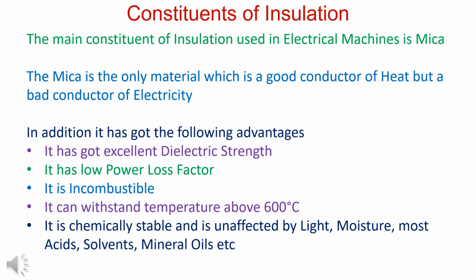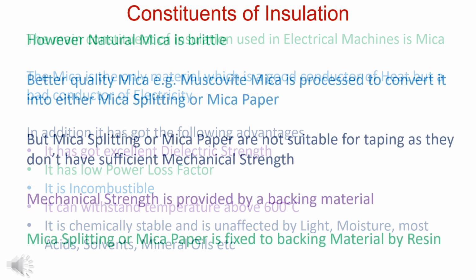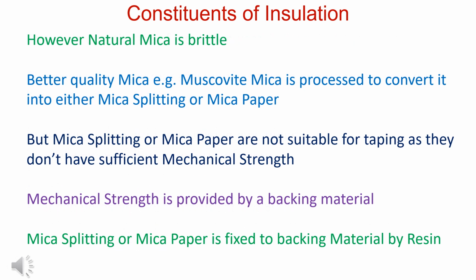It has got excellent dielectric strength, low power loss factor, is incombustible, can withstand high temperature, etc. But mica is brittle. It is processed and converted into either mica splittings or mica paper. But mica splittings and mica paper don't have sufficient mechanical strength suitable for taping. Mechanical strength is provided by a backing material.